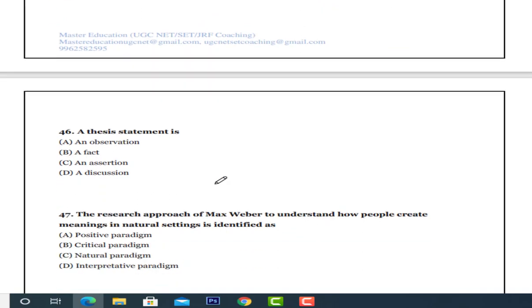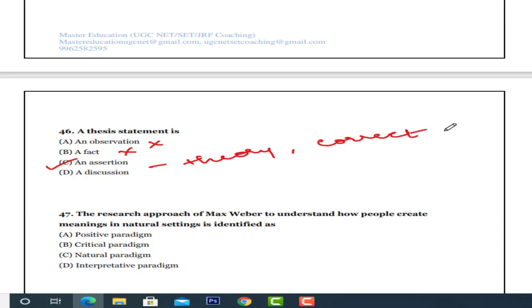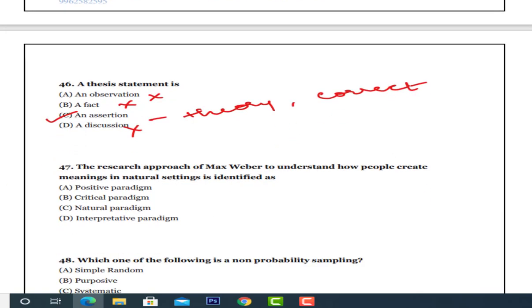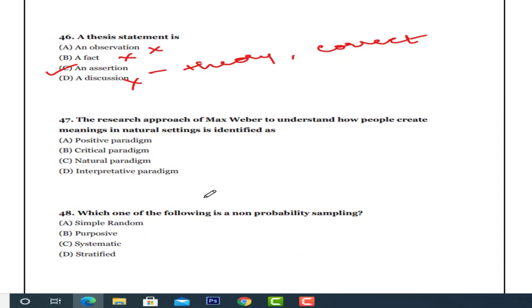The next one. A thesis statement. A thesis statement is an observation? No. Is a fact? No. It is an assertion. A thesis statement is an assertion. I find out some theory based on my assumption, and I found that it is correct. So I am proving that it is correct. I said A plus B equal to C, and then I proved that A plus B equal to C. So that is a thesis. It is not a discussion either. A thesis statement is an assertion: the theory is correct, and I am proving that.